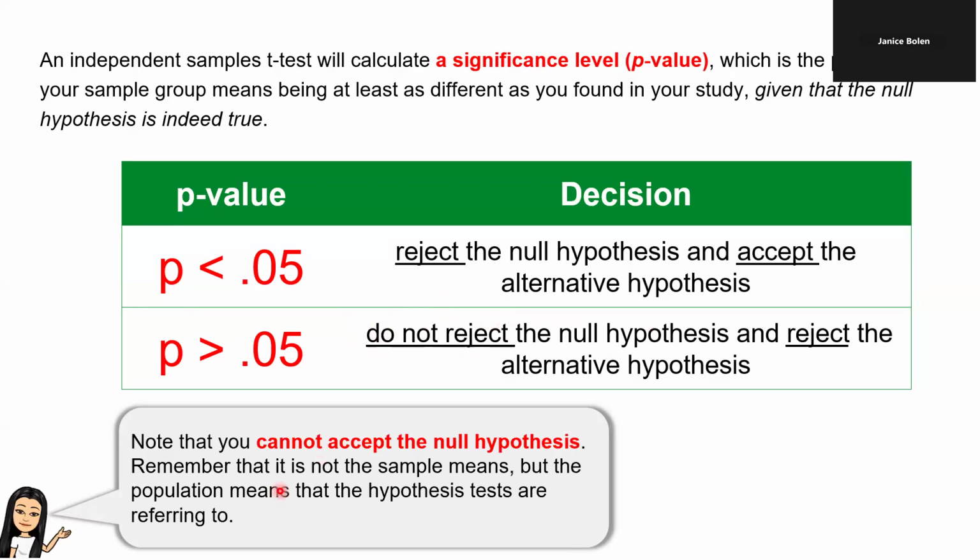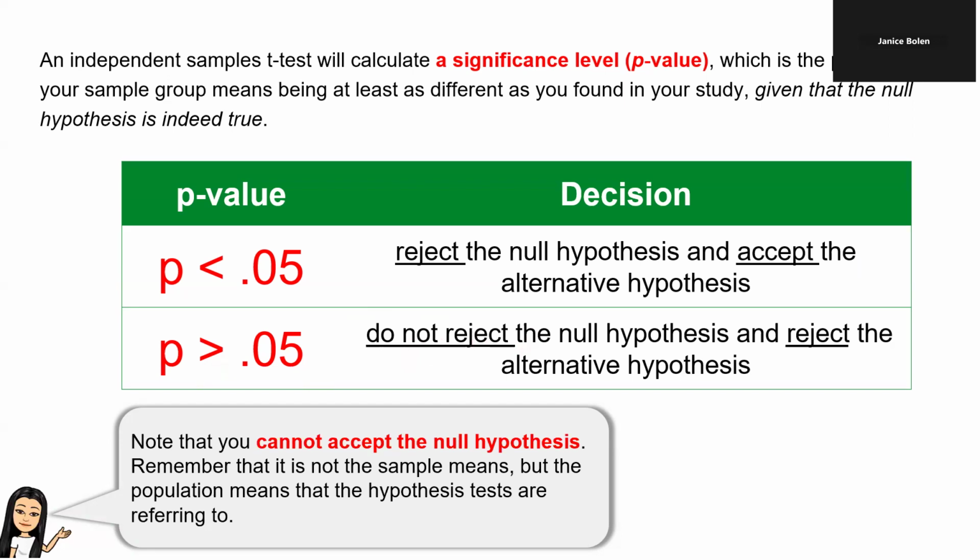Remember, it is not the sample means but the population means that the hypothesis tests are referring to. So we could not say accept the null hypothesis. But the correct statistical term that we have to use when the p-value is greater than 0.05 is do not reject the null hypothesis. Okay?